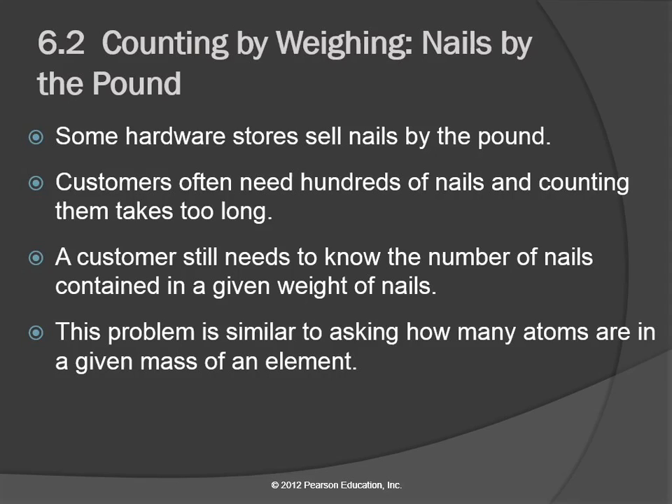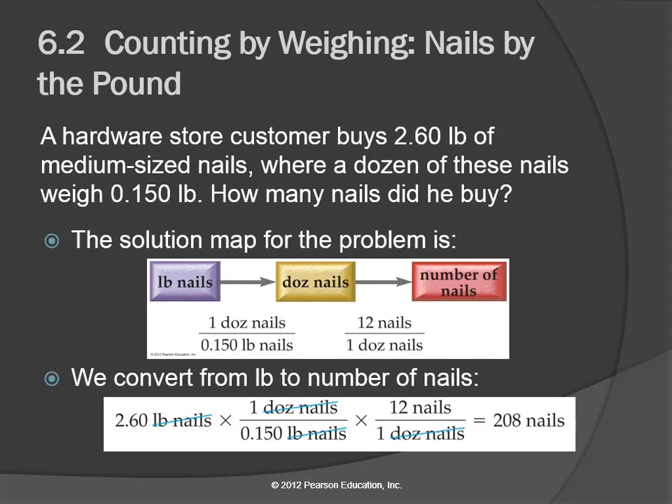So this is how we treat atoms. Atoms are too small to count. We can't count them out. And so we count them by weighing, much the same way that hardware store customers count nails by weighing them. So let's keep talking about the nails.